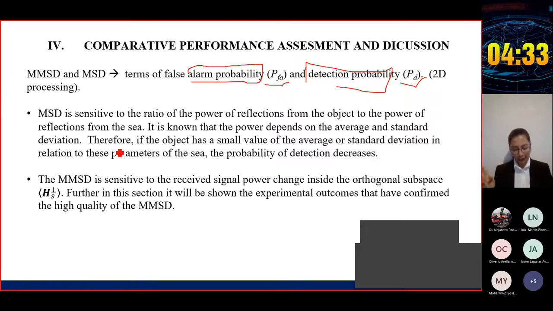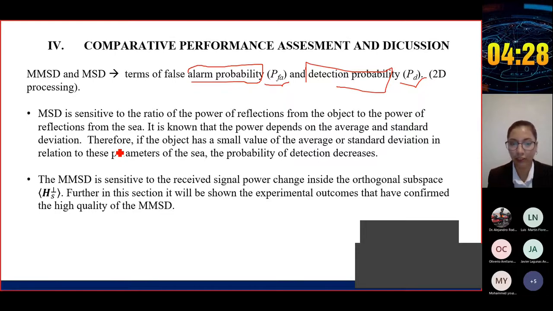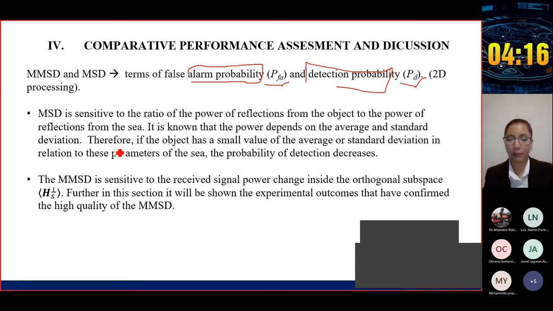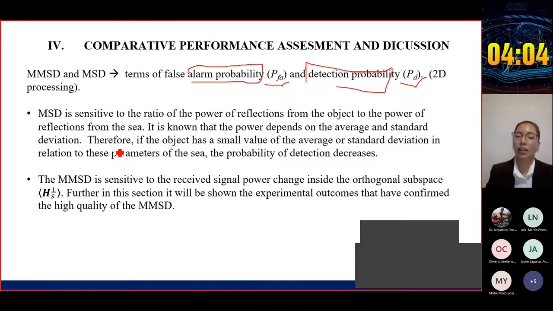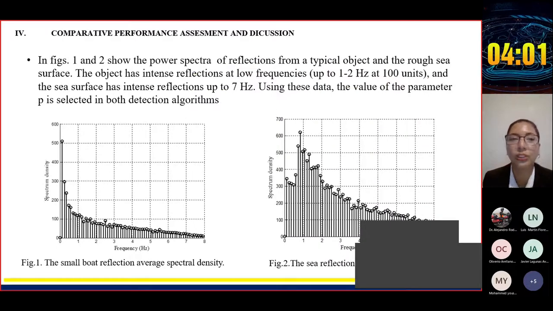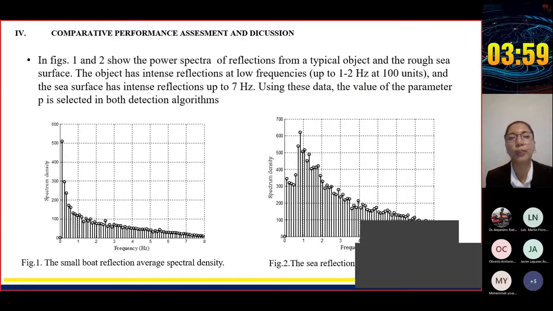Well, the third point is MMSD is sensitive to the resolved signal power change inside the space orthogonal to the object space, like we saw on the last page. And further, in this section, it will be shown the experiment or comment that could be confirmed in a high quality of MMSD. And we can see some results on our comparative performance.